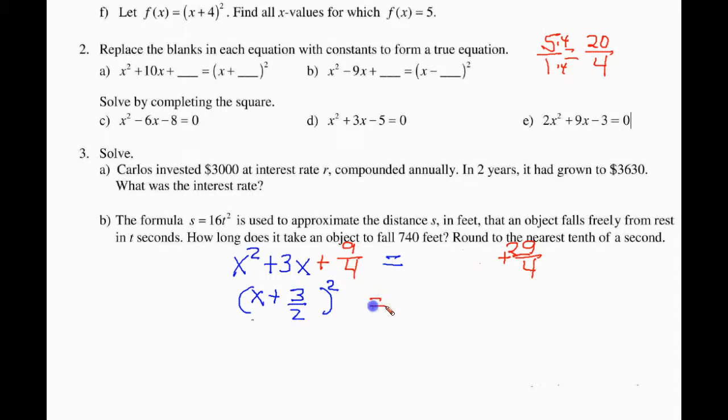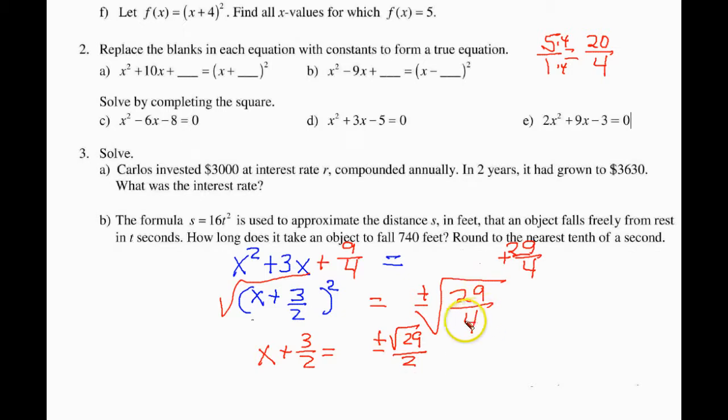Now, I have this equals 29/4. I take the square root of that, and I take plus or minus the square root of that. Now notice 4 is a perfect square. So this then becomes x plus 3/2 equals plus or minus the square root of 29 over 2. When I take the square root of 4, I get that 2. Now I just transpose that, and I get x equals a negative 3/2 plus or minus the square root of 29 over 2. And how did I do it? I did it by completing the square.